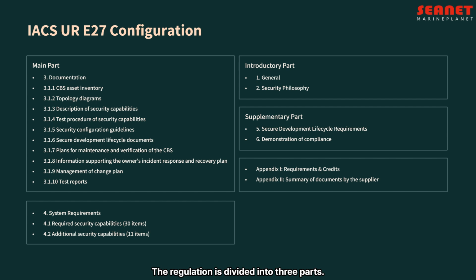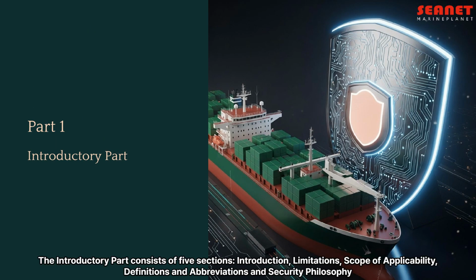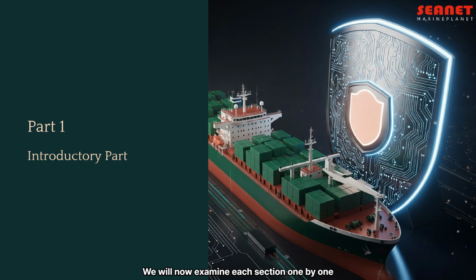The regulation is divided into three parts. Part 1 is called the Introductory part. Part 2 is the main part, which contains the core requirements. Part 3 is the Supplementary part. So, Part 1 is the Introductory part. The Introductory part consists of 5 sections: Introduction, Limitations, Scope of Applicability, Definitions and Abbreviations, and Security Philosophy. We will now examine each section one by one.